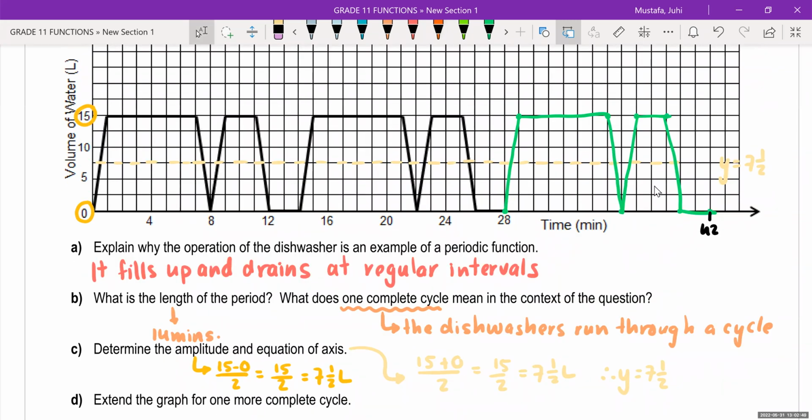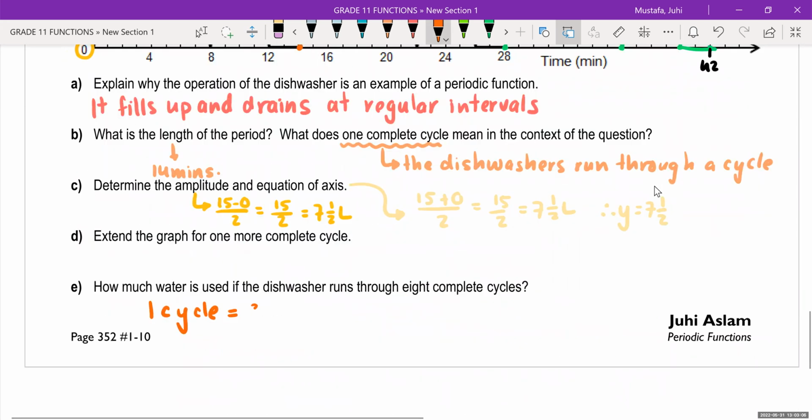So from 0 to 14 minutes, you fill up with water, that's 15 liters, then it drains, then it fills up one more time, that's another 15 liters, and then it drains. So in 1 cycle, how much water have we used up? 30 liters, good. And so therefore 8 cycles will use up how much? 240 liters, good.